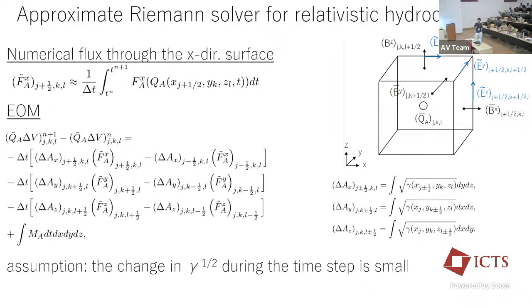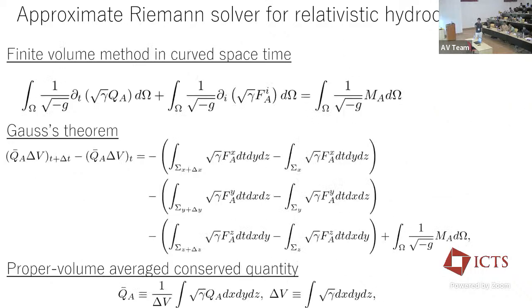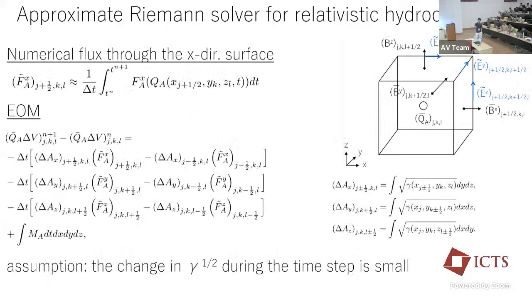By using this numerical flux, the equation is reduced to something like this, where delta A_x,y,z is the three-dimensional proper surface area. For deriving this equation, we implicitly assume that the change in the square root of gamma during the time step is small. Gamma is the proper volume of the three-dimensional space-time, which means that the proper volume doesn't change significantly during one time step.